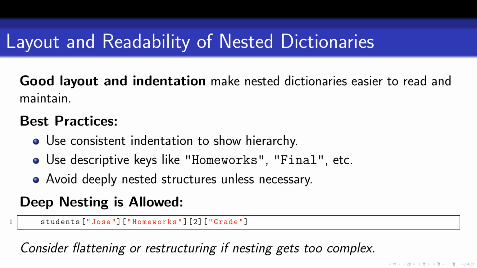In situations where nested access is unavoidable, consider structuring your code to reduce depth or write helper functions to extract values cleanly. In Python, dictionaries can be nested as deeply as needed, but best practice is to prioritize clarity. When dictionaries are well organized, they become powerful tools for modeling structured data with complex relationships.